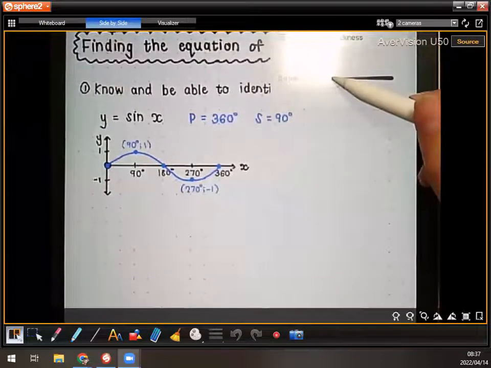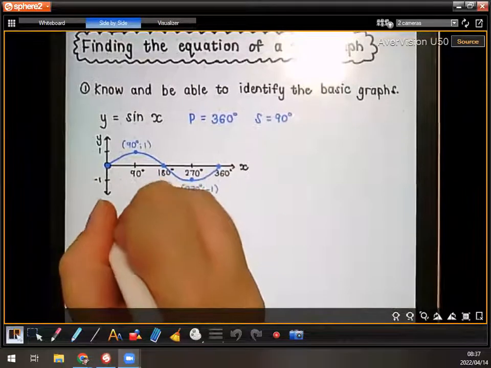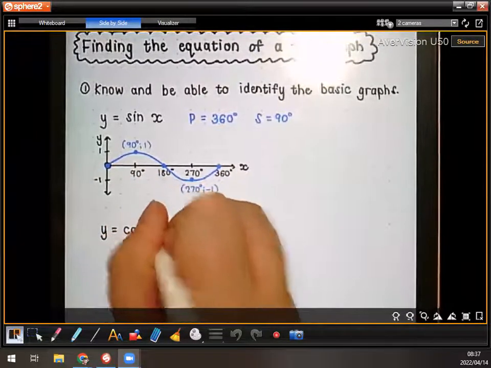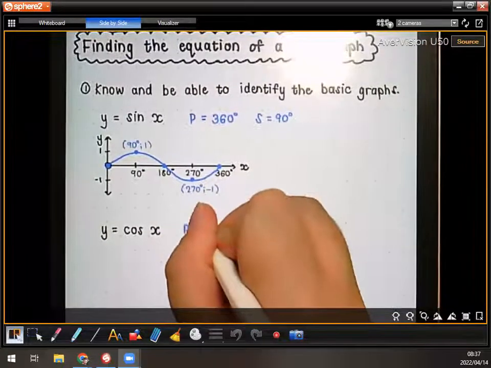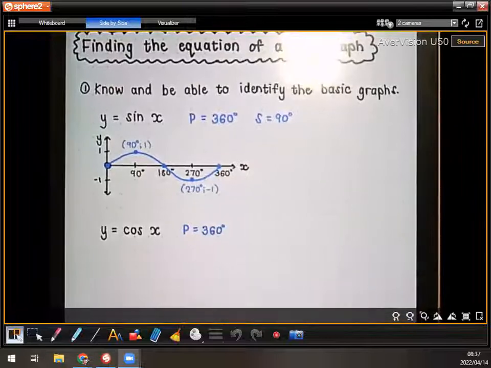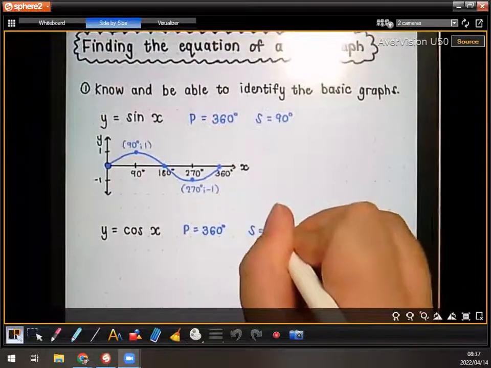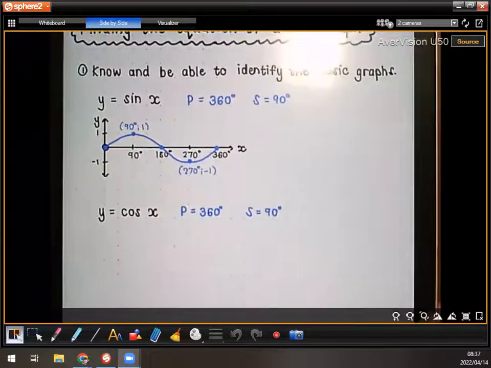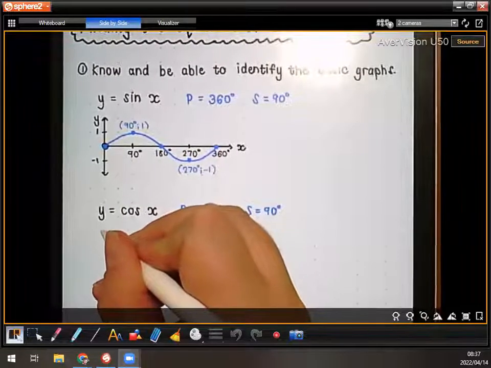The next one that we're going to do is y equals cos x. For this one, the period is also 360. It's just the basic one, guys. We're not changing anything. The period is also 360, so the step is also 90 degrees. Again, we're going to draw the same set of axes, again from 0 to 360.